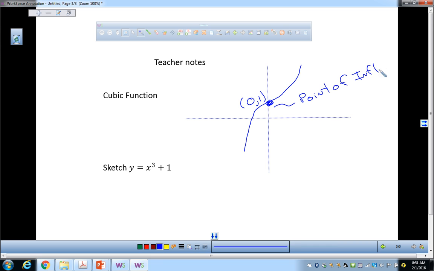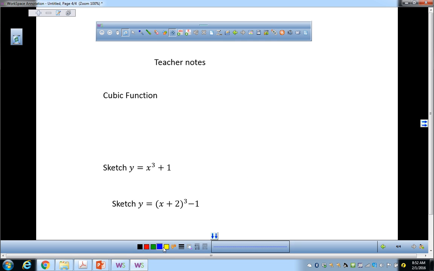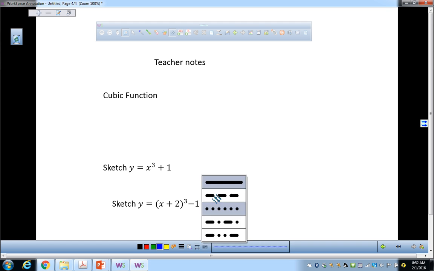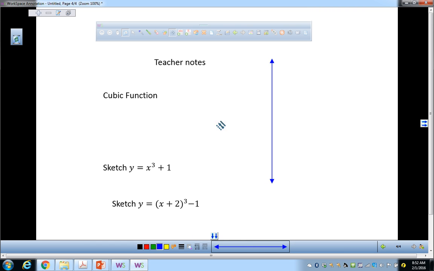You'll learn more about that in calculus, but that point where it changes from curving down to curving up is called a point of inflection. Okay? What would y equals (x plus 2) cubed minus 1 look like? Let's just think about it like you think about parabolas.